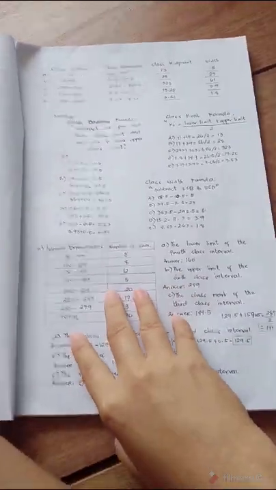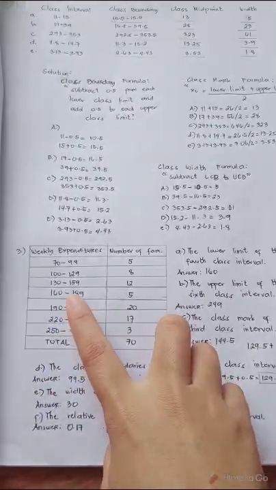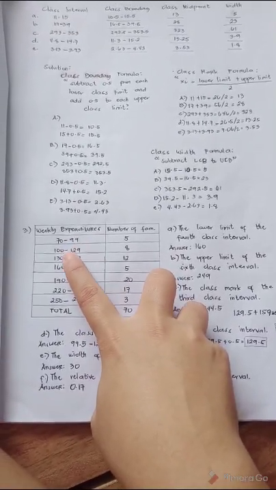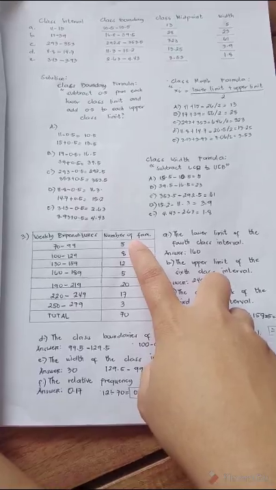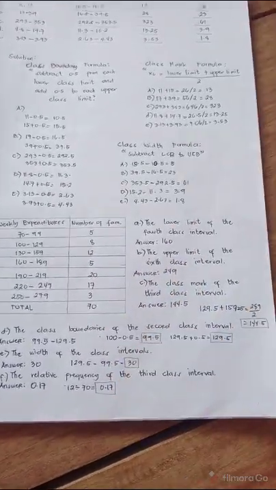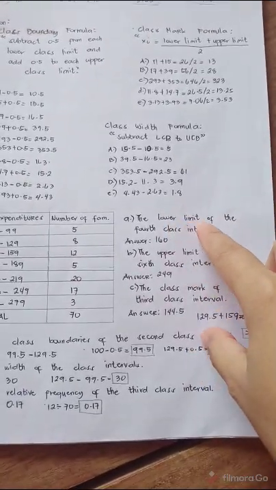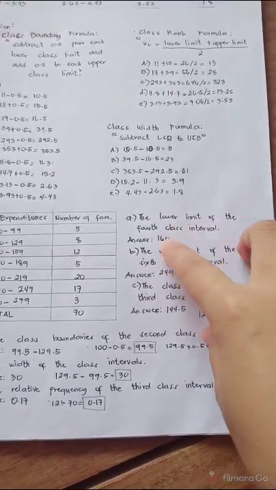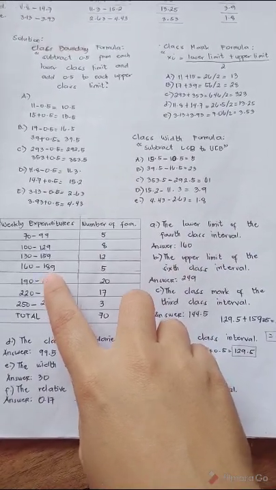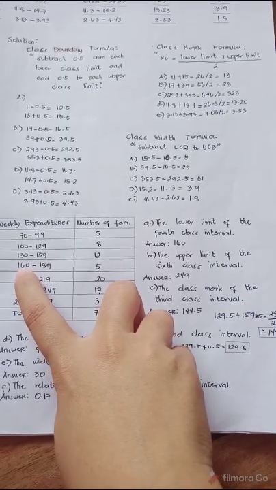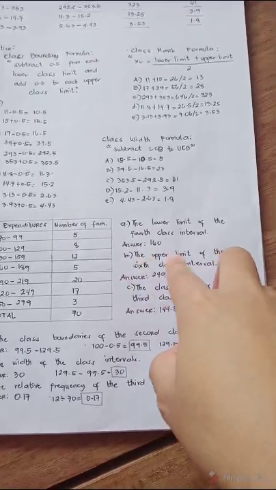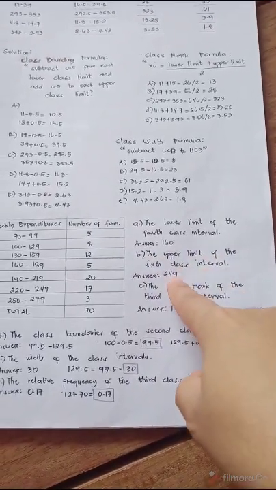For number 2, these are the weekly expenditures, 70 to 99, 100 to 129, and so on. These are the number of families, 5, 8, 12, 5, 20, and so on. The lower limit of the fourth class interval is 160. For letter B, the upper limit of the sixth class interval is 249.